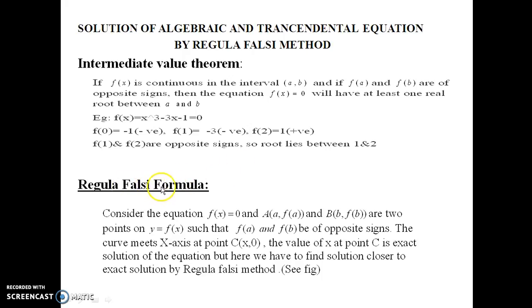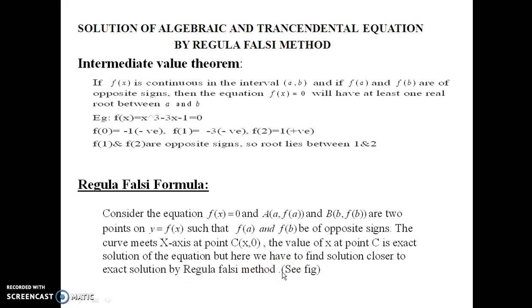Now, what is the formula of the regula falsi method? Consider the equation f of x equal to 0, and let A with coordinates (a, f of a) and B with coordinates (b, f of b) be two points on the curve y equal to f of x, such that f of a and f of b are of opposite signs. The curve meets the x-axis at a point C having coordinates (x, 0). The value of x at point C is the exact solution of the given equation f of x equal to 0. But here we have to find a solution closer to the exact solution by the regula falsi method.